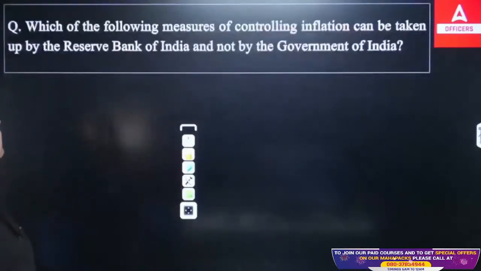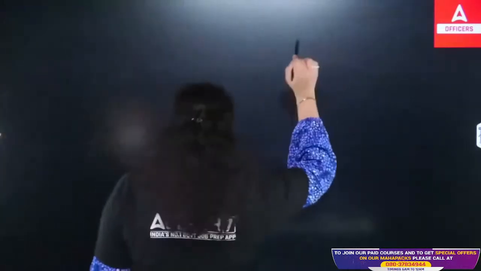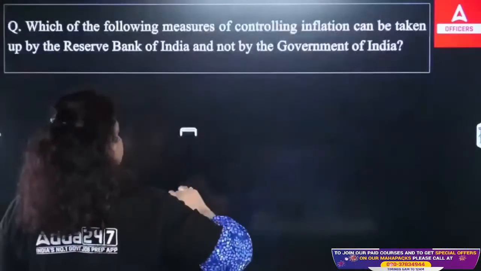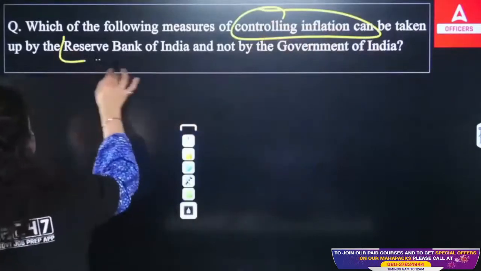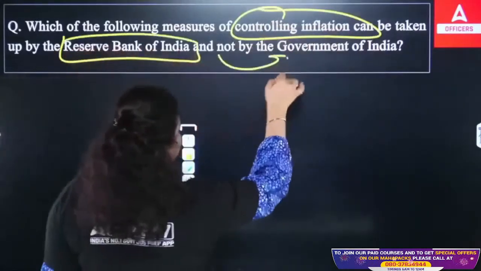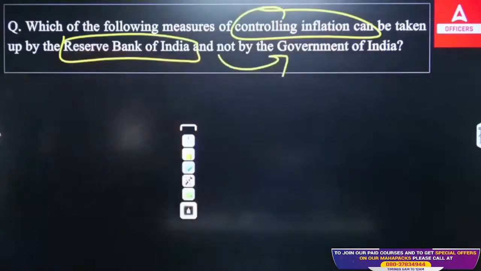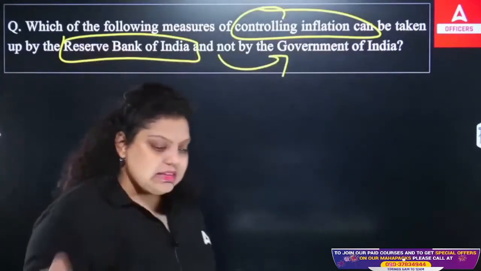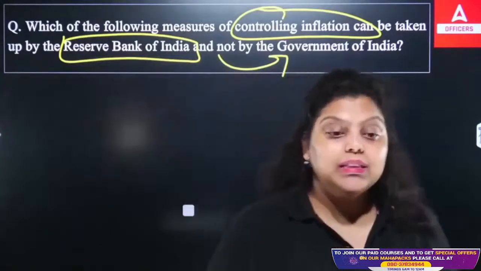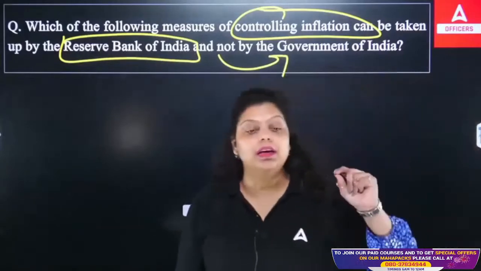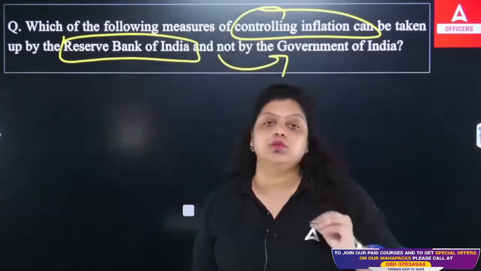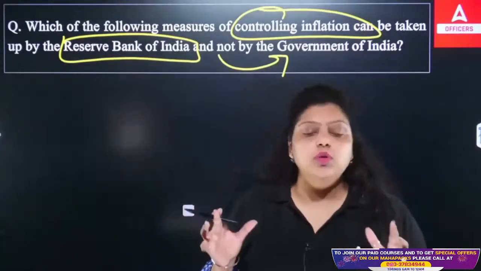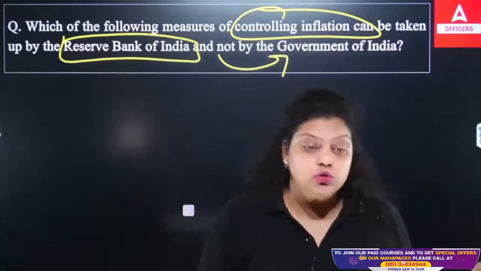Next. Which of the following controlling measures of inflation can be taken by the Reserve Bank of India and not by the government? We know inflation is a rise in the prices of goods and services, and that can harm the economy. If the prices are increasing above a certain level, it will create a loss for the economy. So a limited inflation is good for the economy.